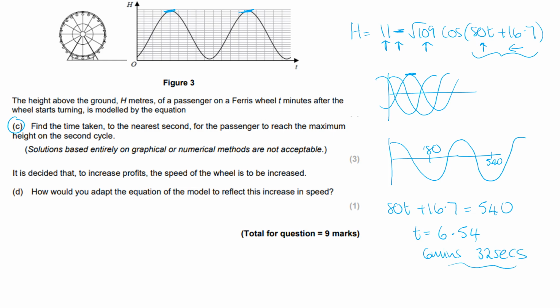Now for part D, it is decided to increase the profits so that the speed of the wheel is to be increased. So we need it to go round more times in the same time period, which is going to be a further squash in. And what was it that squashed it in? It was the 80 in front of the t. So how would you adapt the equation? You would increase the 80. For example, you might have h is equal to 11 minus root 109 cos of 90t plus 16.7.